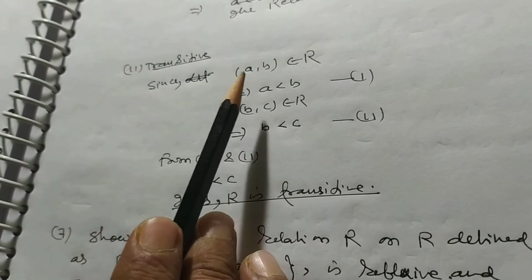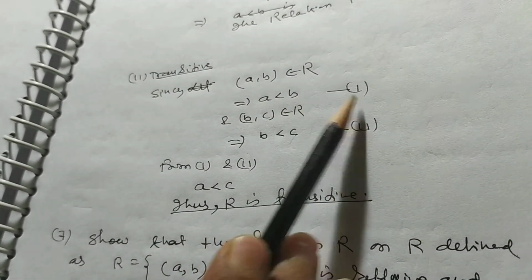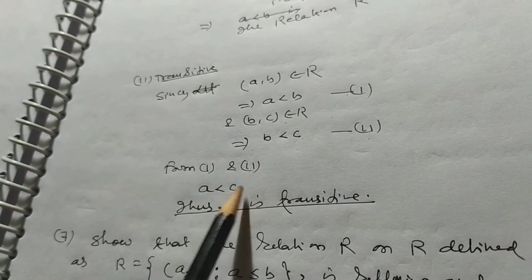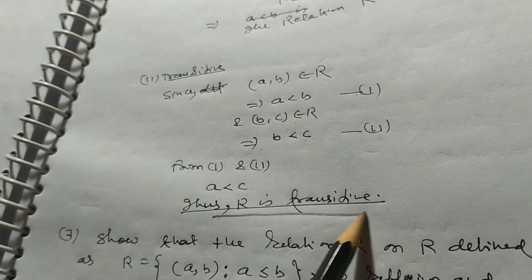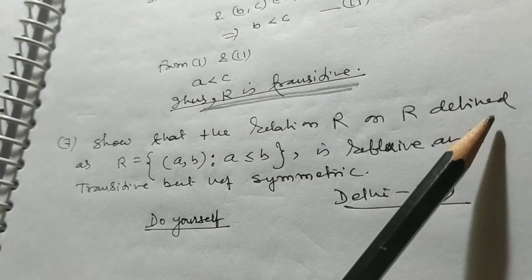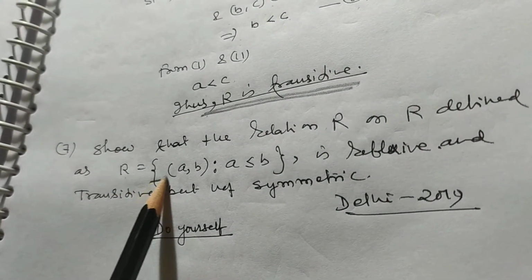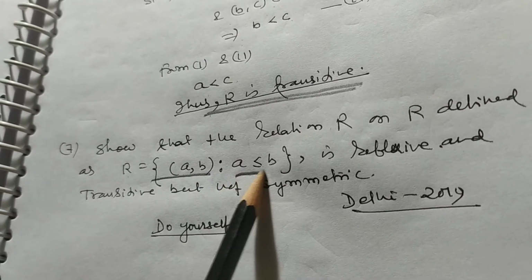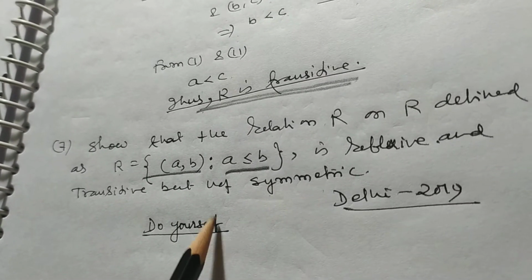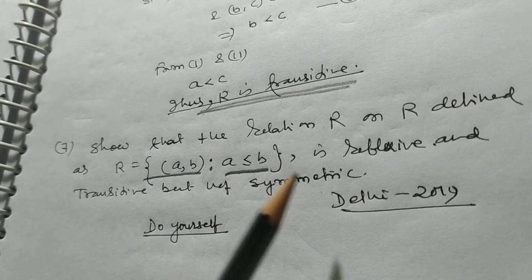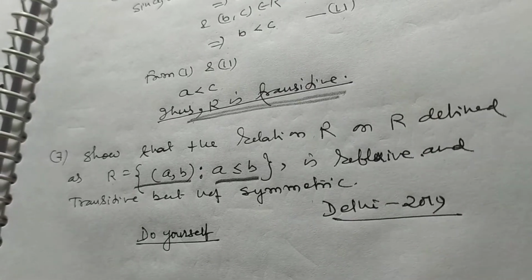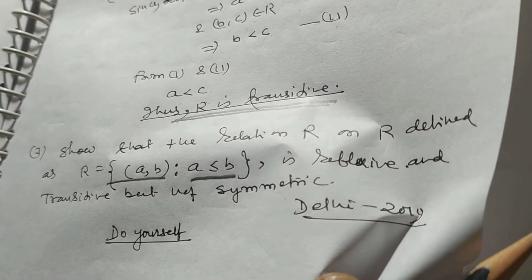For transitive, (a, b) belongs to R, a less than b. (b, c) belongs to R, so b less than c. So from first and second, a less than c. Thus R is transitive. Show that the relation R on the real numbers defined as R is the collection of elements (a, b) such that a less than or equal to b is reflexive and transitive but not symmetric. This problem is similar to this problem and it was asked in Delhi 2019. So you solve it yourself.